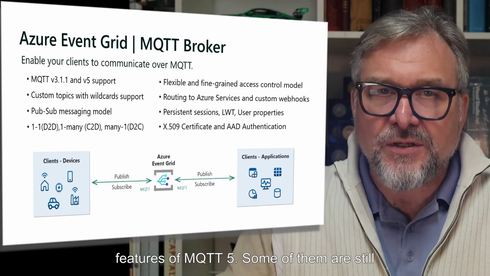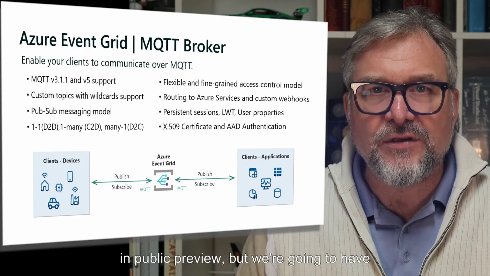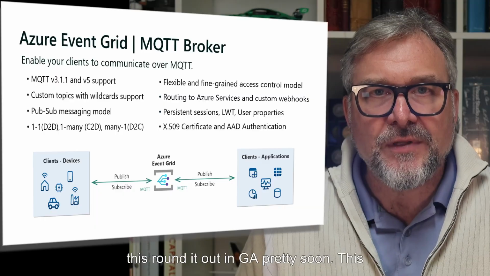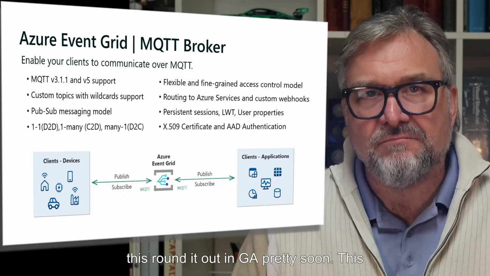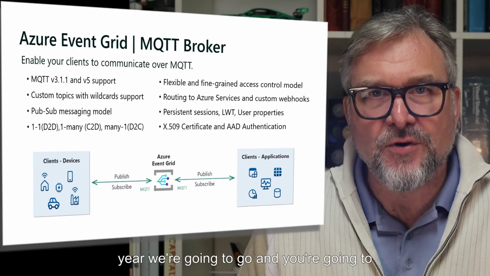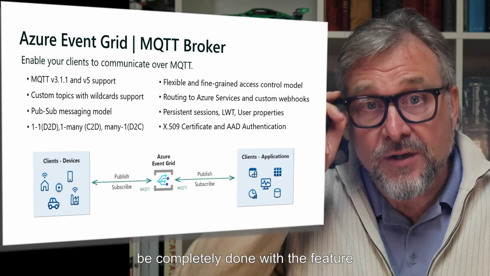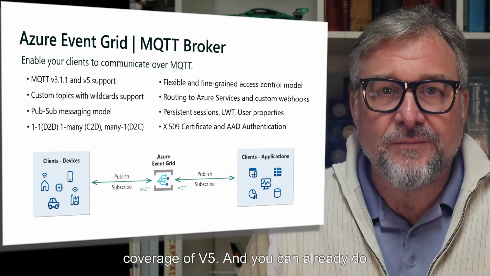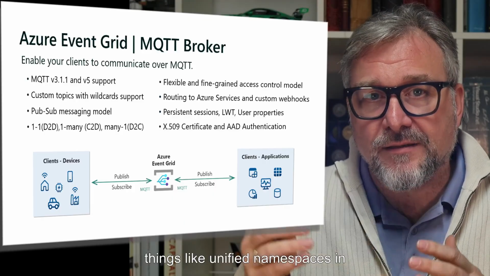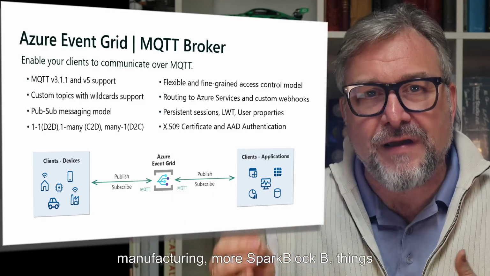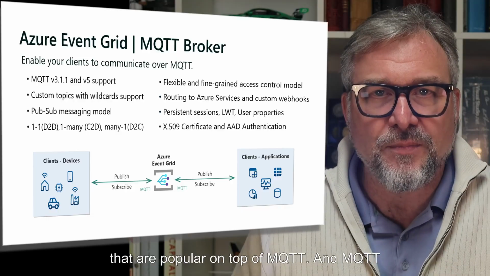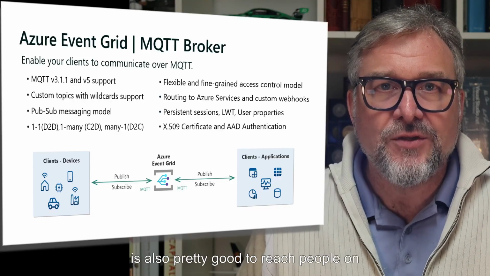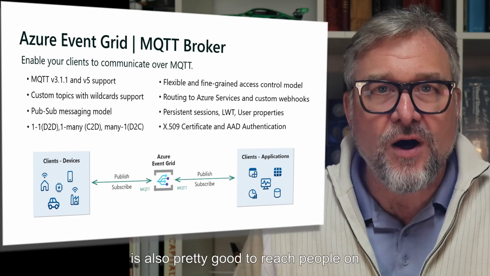Some of them are still in public preview, but we're going to have this rounded out in GA, pretty soon this year. This year you're going to be completely done with the feature coverage of V5. And you can already do things like unified namespaces in manufacturing, Sparkplug B, things that are popular on top of MQTT. And MQTT is also pretty good to reach people on their devices.